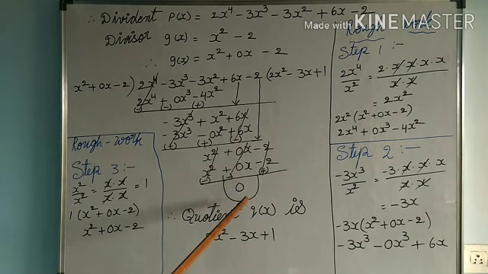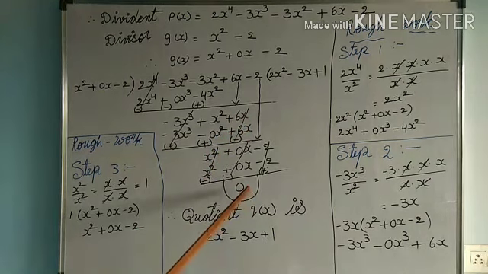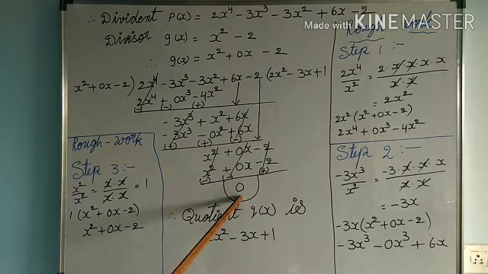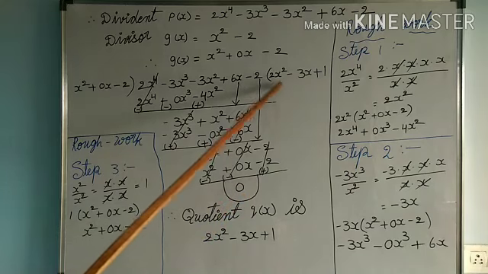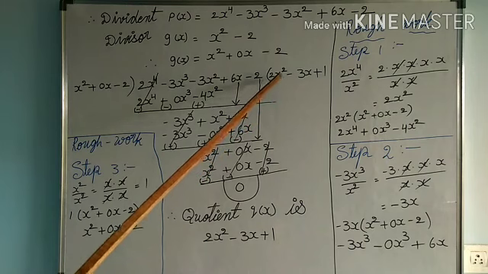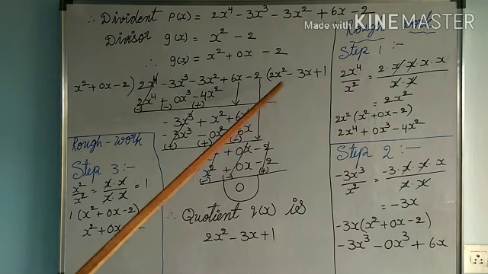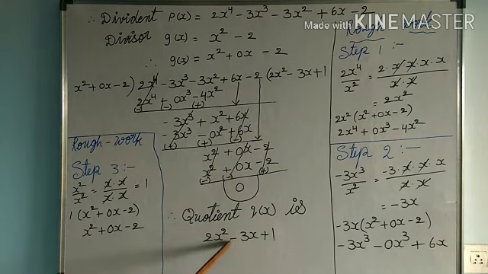Compulsorily, in this method you will get remainder as 0. If you get remainder as 0, your process is correct. If you get any number as remainder, then you have done something wrong. So compulsorily you will get remainder as 0. Next, the quotient. Here we got quotient as 2x square minus 3x plus 1.